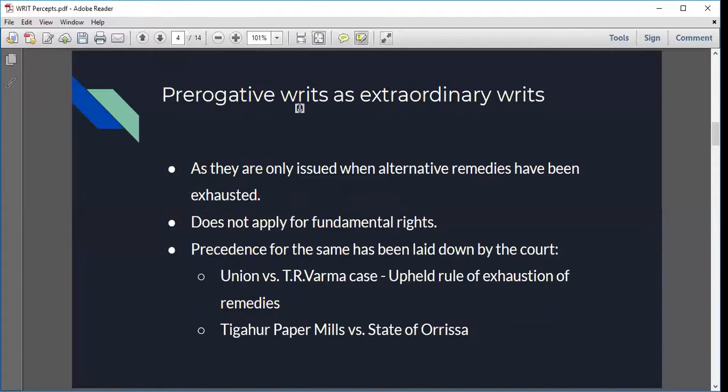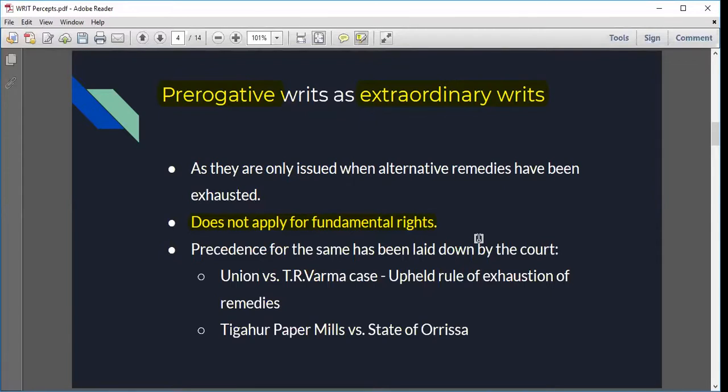Now there is one more term which I am introducing over here, which is prerogative writs as extraordinary writs, right? The term extraordinary writs simply means that it is not so that any person at any time can approach the court and ask the court to resolve the matter using the writs. Why am I saying this? Because under the Indian Constitution it is extraordinary. Although I have written here that it is not extraordinary for fundamental rights, there are certain rules which the Supreme Court has set when it comes to issuing a writ.